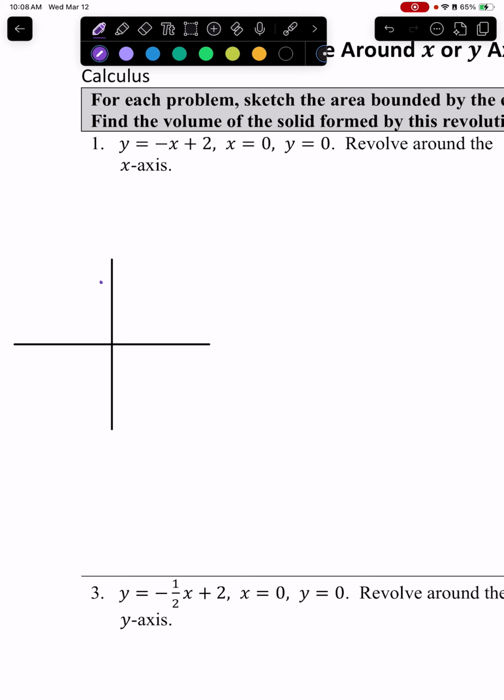All right, so the first one is y equals negative x plus 2. It's going to be starting up here at y equals 2, negative 1 slope, so these points are 0, 2 and 2, 0. We're bounded by x equals 0 and y equals 0. So our region is right here.